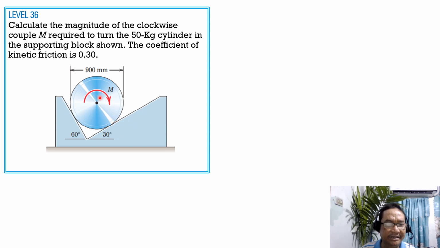So this cylinder will rotate. That's why the coefficient of kinetic friction is given. For the solution, let's have the weight applied, 50 times 9.81. Then the normal reaction at the left at this point, call that N1. Friction is opposite to M, so 0.3 of N1 as shown. Then we have N2.